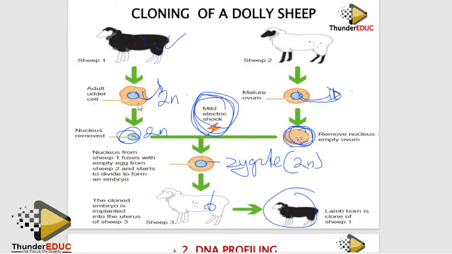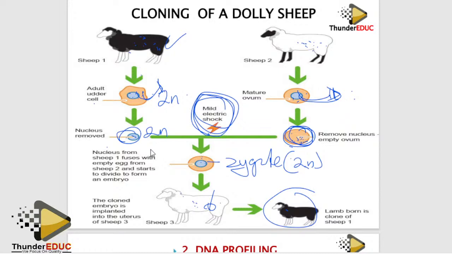They can ask you a question: why do we remove the nucleus? Why do we keep the nucleus? Because we wanted the genetic information from sheep 1. Why did we throw the nucleus away? Because we wanted the casing of the ovum. We are not interested in the genetics here.